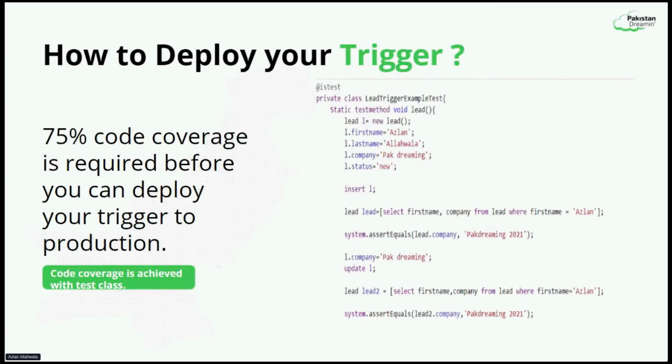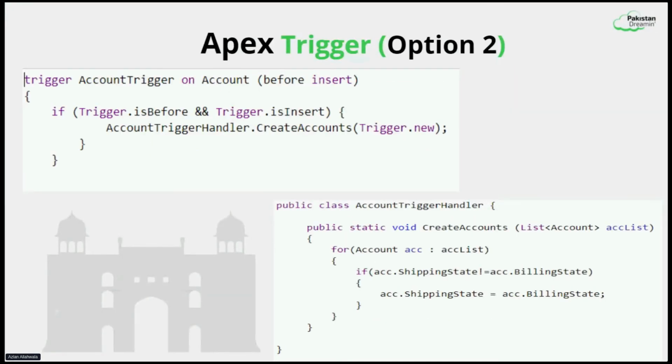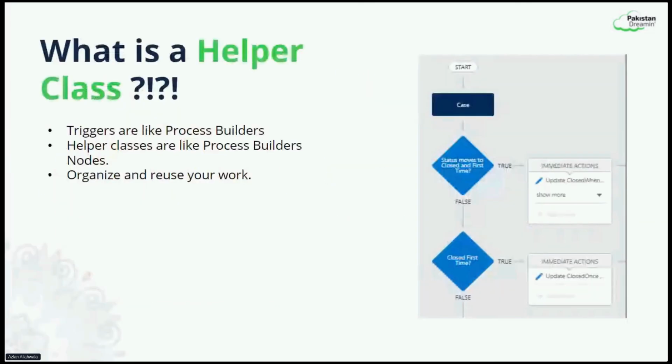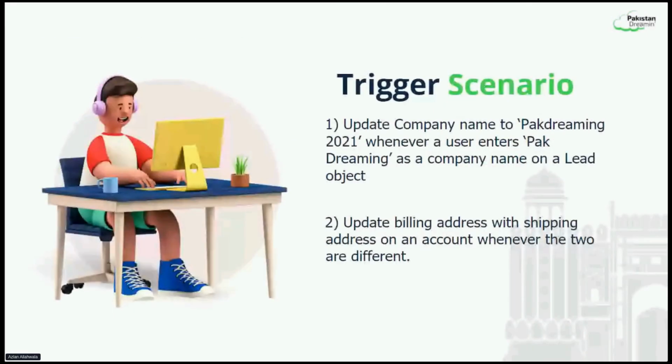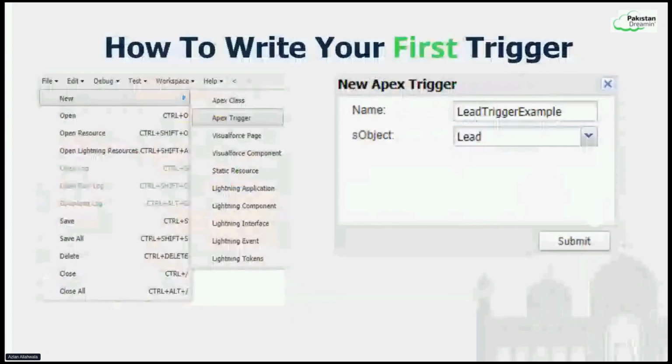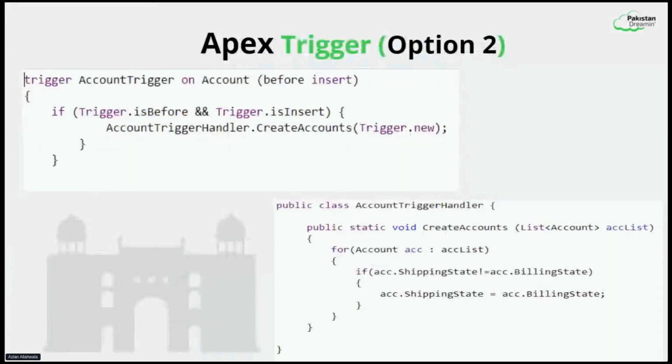Okay, now I'll go to the other trigger. This is the second trigger. I'll just go to the scenario quickly. It's like update billing address with shipping address on an account whenever the two addresses are different. In this, I would show you how to write a handler class for an account trigger. The first few things are exactly the same: trigger, on account, and I'm just using it before insert.